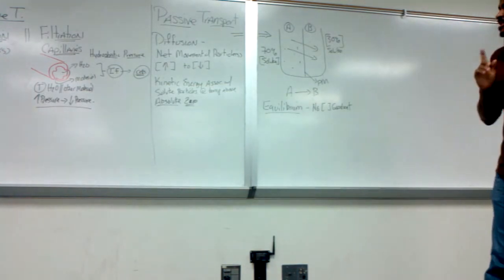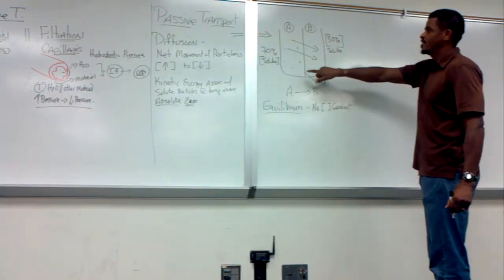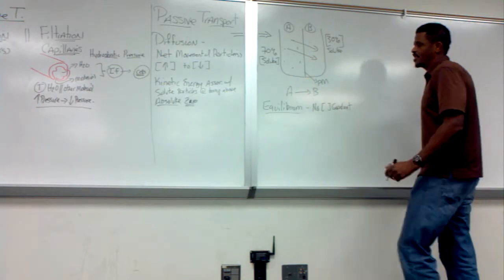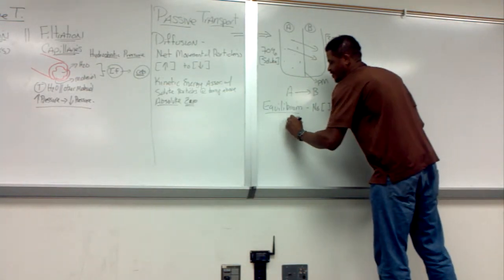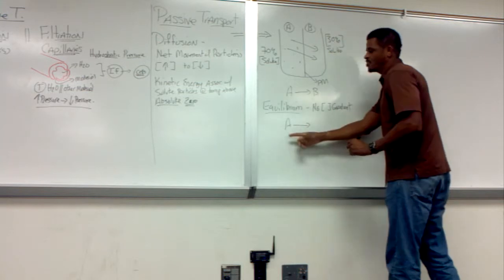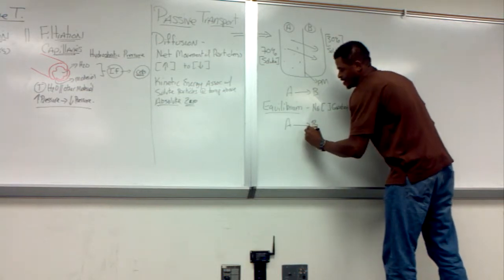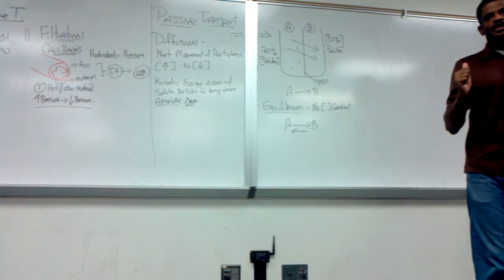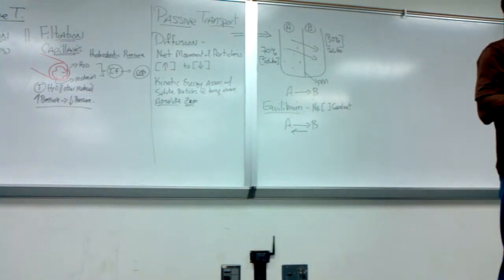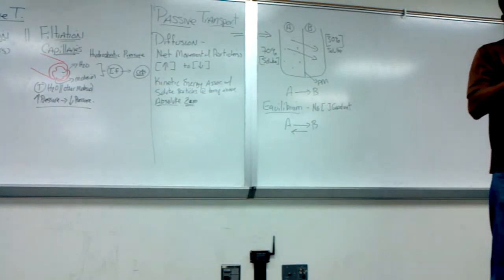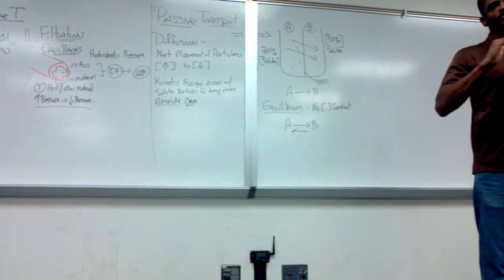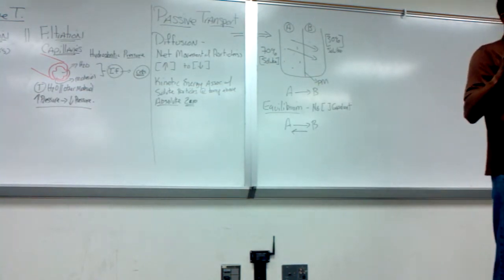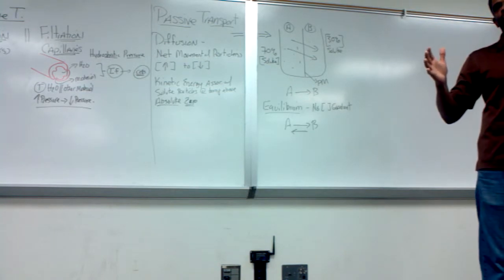We're not saying that we have no movement of particles across the plasma membrane, but at equilibrium, every time a molecule moves from A to B, conversely, another one will move from B to A. So we still have movement across the plasma membrane, but we have no net movement because we have them going back and forth at the same rate. Are you okay with that?